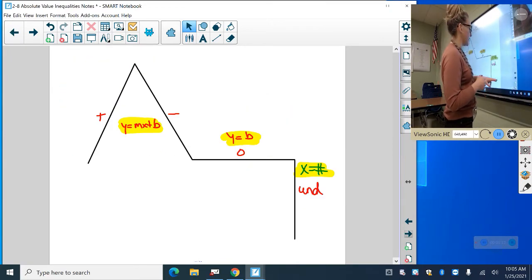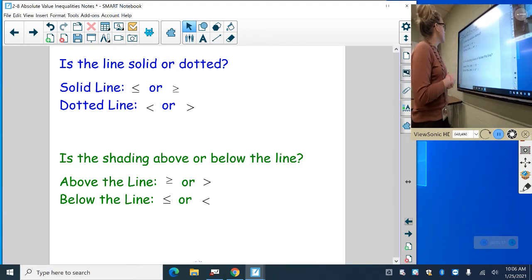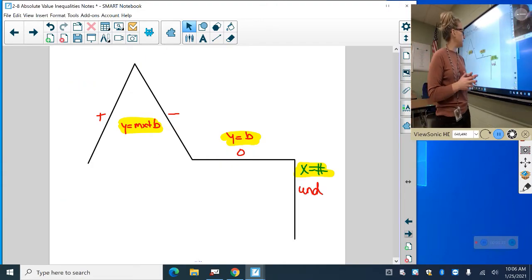Now let's keep going. Just a reminder, is the line solid or dotted? It also reminds you whether to shade above the line or below the line. And when we're talking about inequalities, we're talking about the bottom or the top. Okay, and we'll talk about that here in a minute.